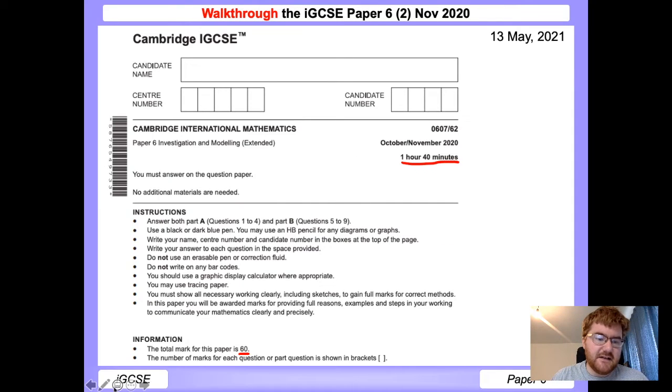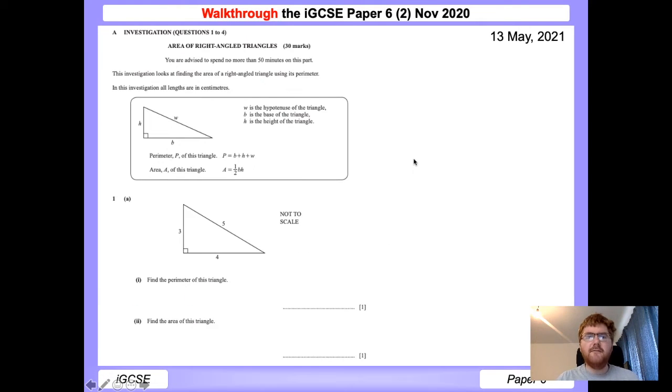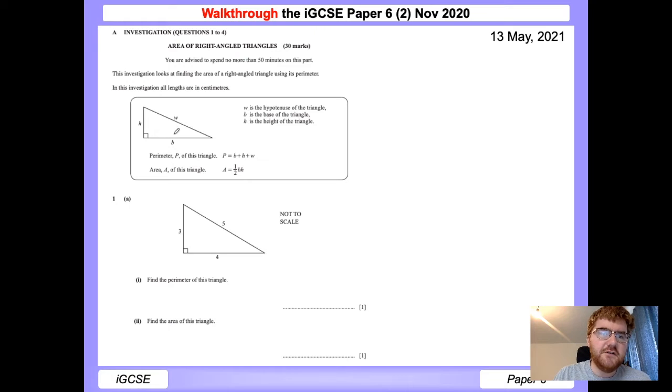Right, let's get started. So question 1, a nice warm-up question. Our investigation this time is based on the area of right-angled triangles, and we're given a couple of formulae, how to work out the perimeter of a triangle and how to work out the area of a triangle. These formulae you need to be aware of. Notice they've changed the notation slightly, so our W here is the hypotenuse of our triangle, not the H here. So just keep that in mind as we work through some of the problems towards the end.